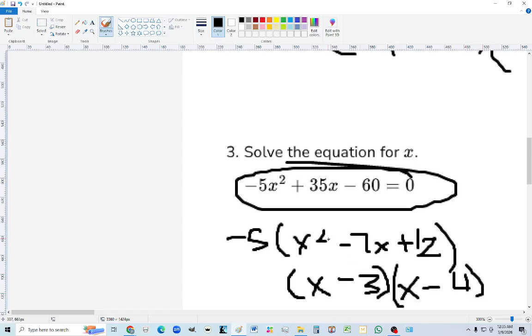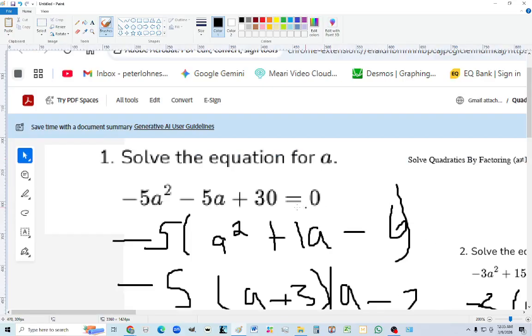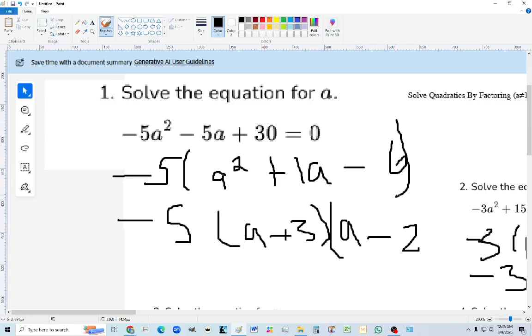Note that it doesn't matter if it's a squared, y squared, whatever it is. As long as it's the same letter here, you can do it. So I get minus 5 in front, x minus 3, x minus 4. And I believe that's... Oh, then they want us to solve it. Okay. So remember that it's equaling 0. So if either of these brackets is 0, it will be true, and it's the opposite of these numbers. So 3 will make 0, and 4 will make 0.